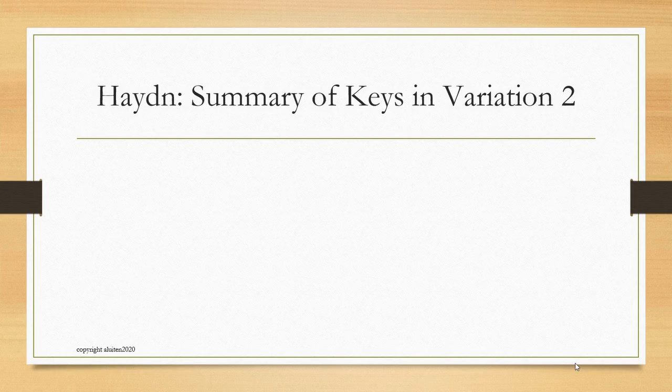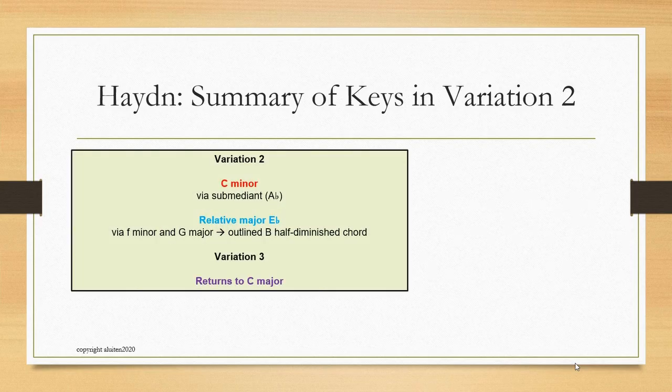Thus, it can be safely said, although perhaps surprisingly, the sectionalization in Haydn's variation is marked by a greater adventure in its modulations and exploration of key. Initially set in the parallel minor C, then to the submediant temporarily A flat, to the relative major, E flat, and via F minor and G major to an outlined B half-diminished chord, sets up the return to C major.